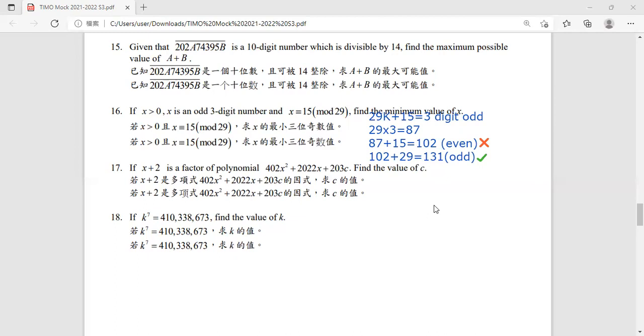Question 17. If you know the factor theorem, question 17 is straightforward for you. You just substitute x equals -2.